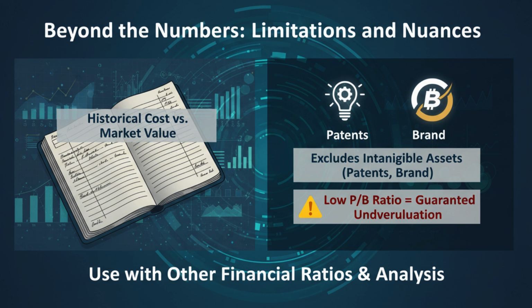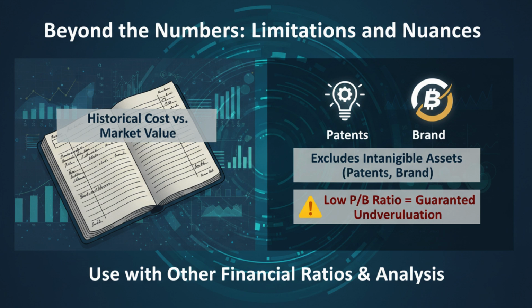While invaluable, shareholder equity and book value are not without their limitations. A significant one is that book value is based on historical costs, which might not reflect the current market value of assets. For instance, a tech company's most valuable assets are often intangible, like patents, brand recognition, or intellectual property, which are not fully captured by traditional accounting book value.